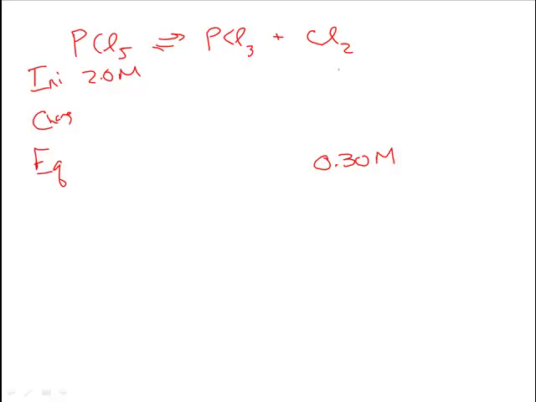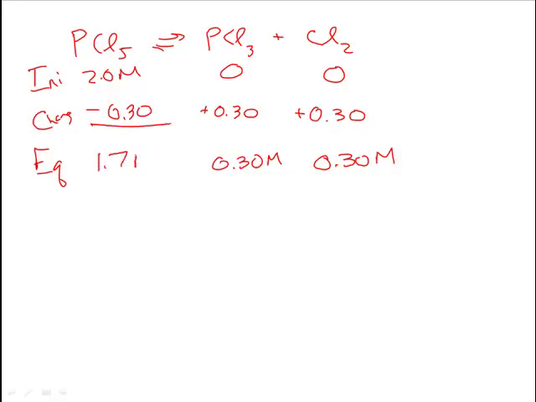So you start out with 0 of this and 0 of this initially. You want to get 0.30, so you have to add 0.30 to this. And you also have to add 0.30 to that. So the equilibrium concentration would be 0.30 of this. In order to get 0.30 on that side, you have to subtract it from this one, so that's 1.7 molar. So these are our equilibrium concentrations.